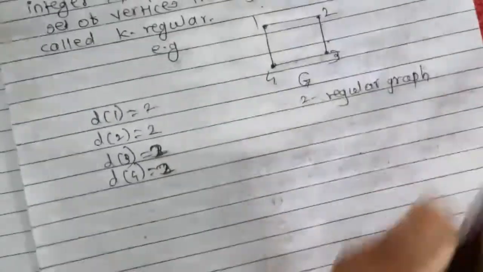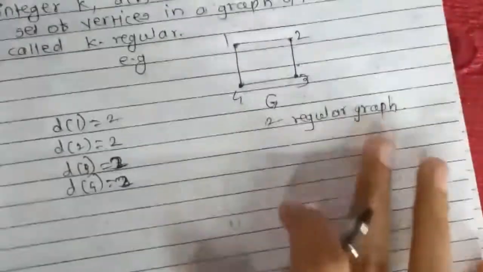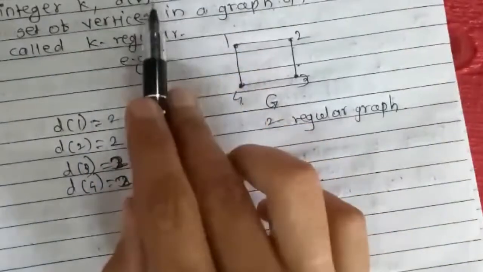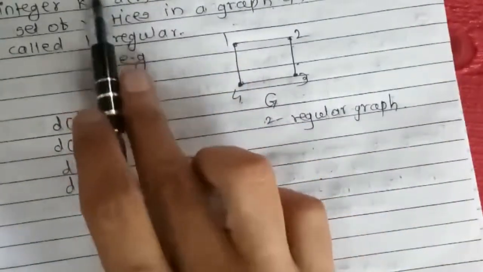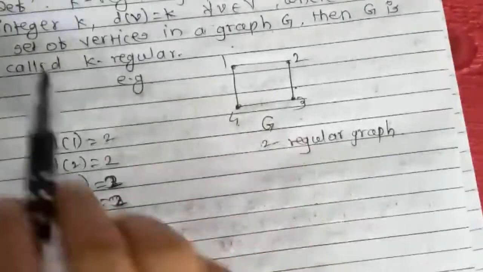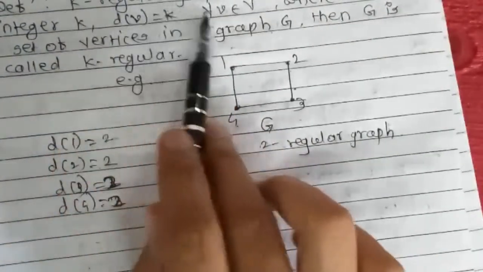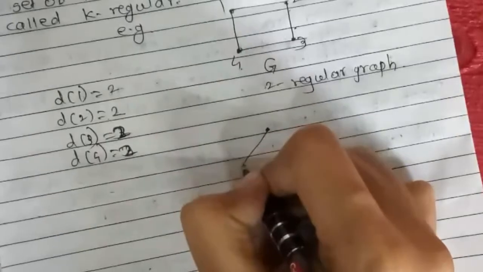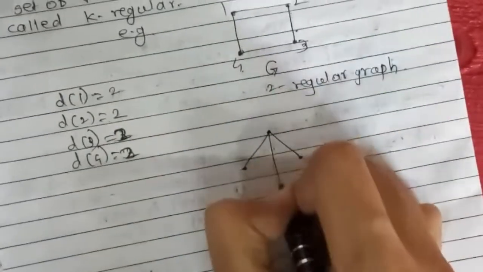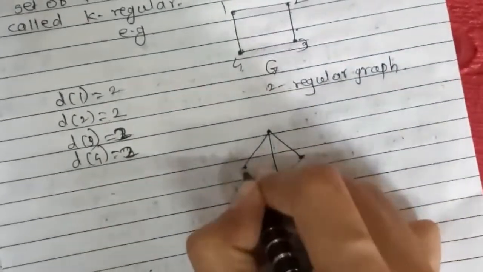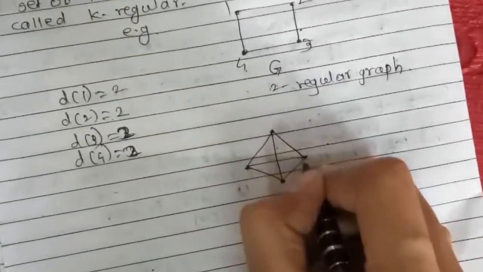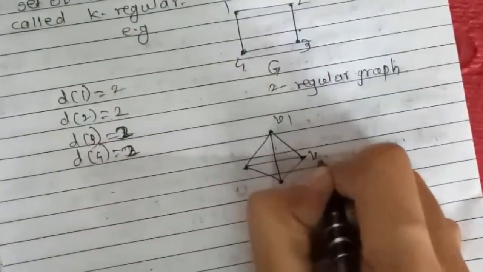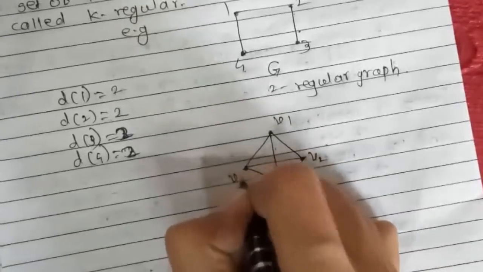A 2-regular graph, right? So k-regular graph means in a graph G every vertex has degree k, right? Therefore this graph is called the k-regular graph. Let us take another example here. V1, V2, V3 and V4.